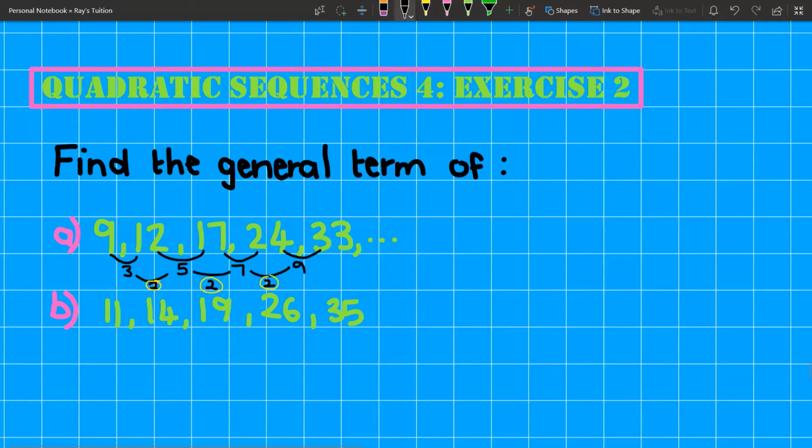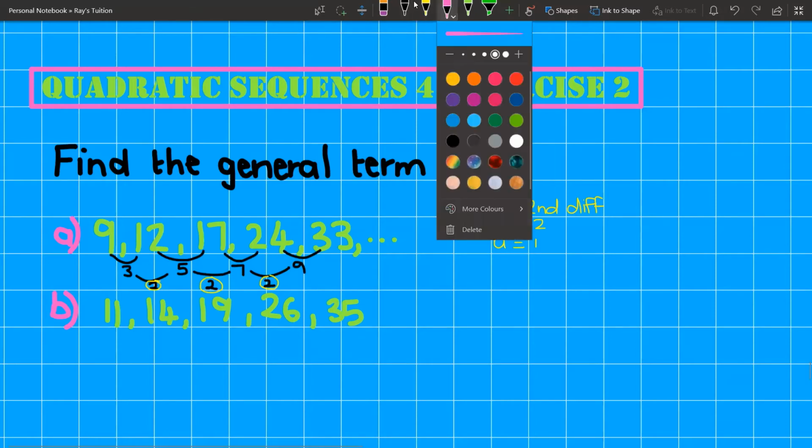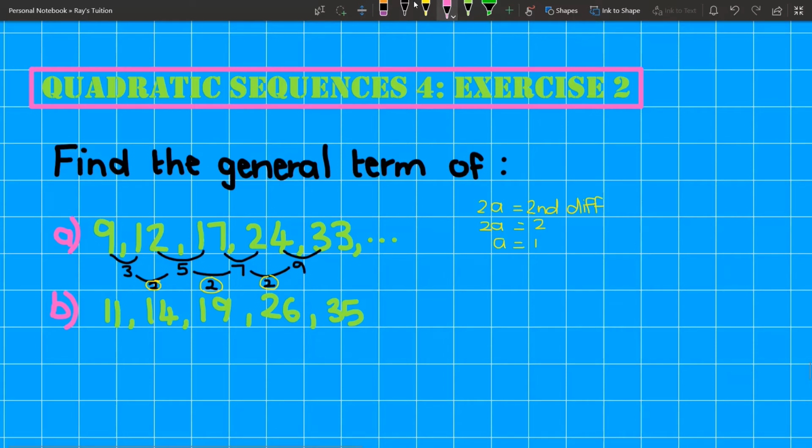Now, to find the general formula, we first use the set of formulas. The first one is 2a is equal to our second difference. So over here we have 2a, and our second difference is equal to 2. So here we get that a is equal to 1. Then we use our a and the second formula, which is 3a plus b, and we equate it to the first difference, which is t2 minus t1. So a we calculated was 1, and we would like to know what b is, and our first difference is 3. So solving, we get b is equal to 0.